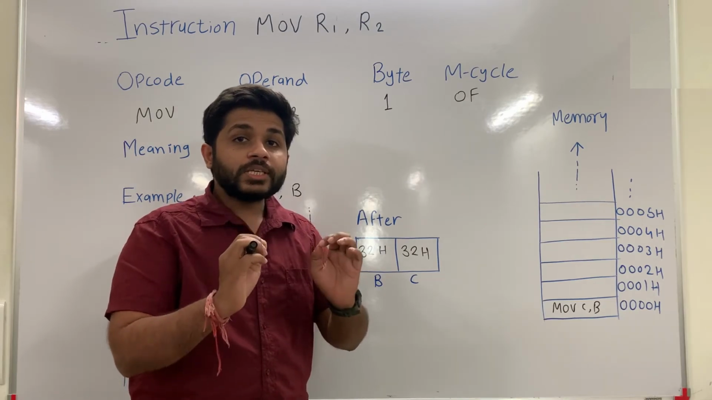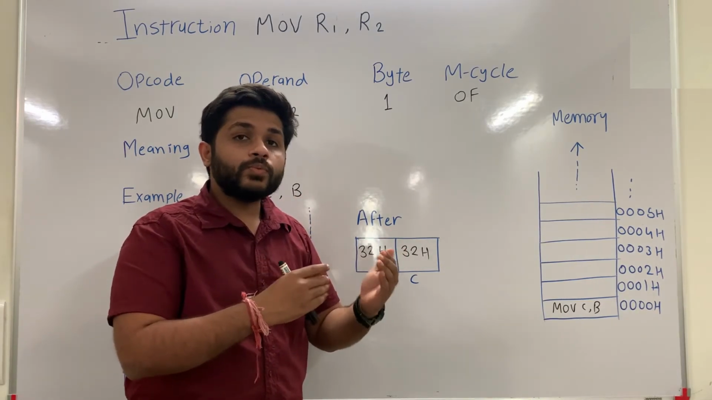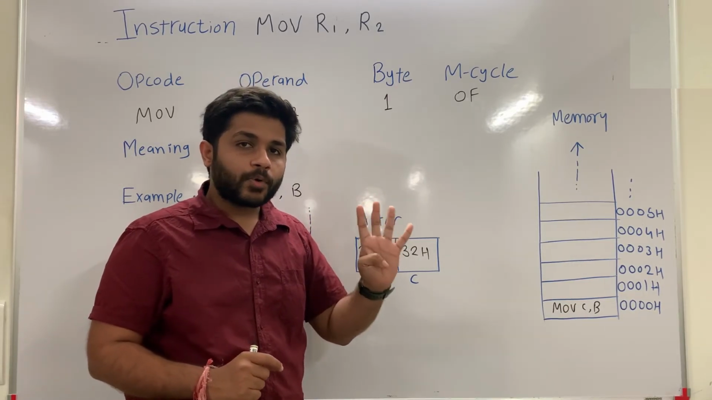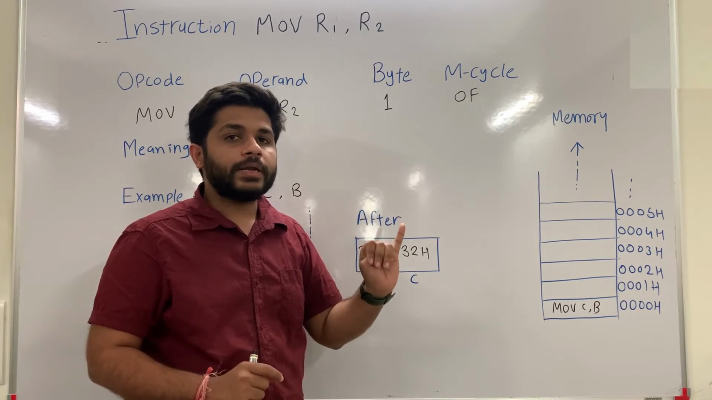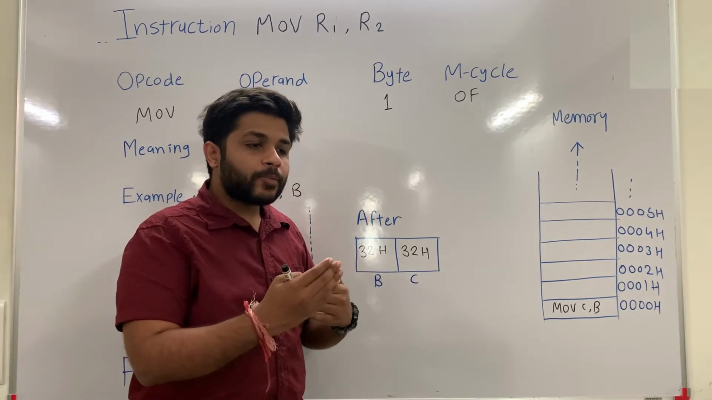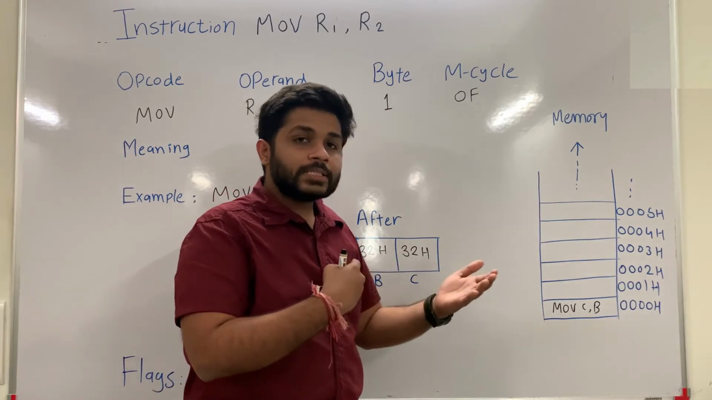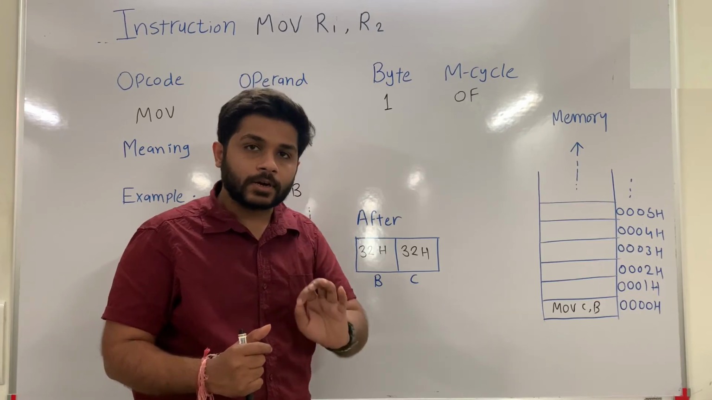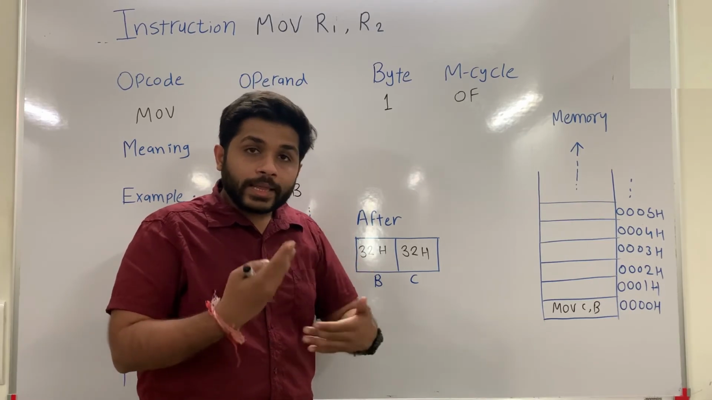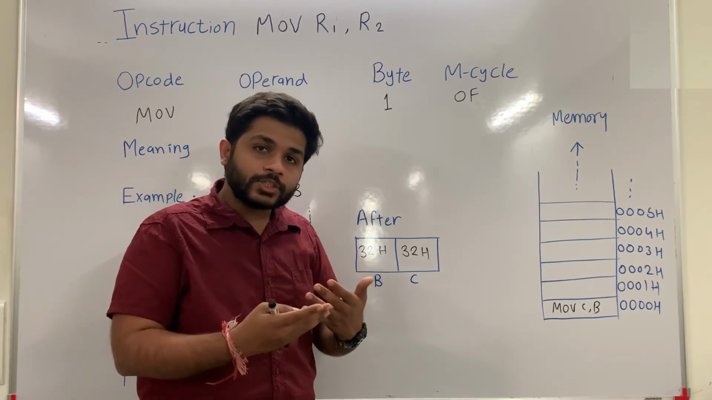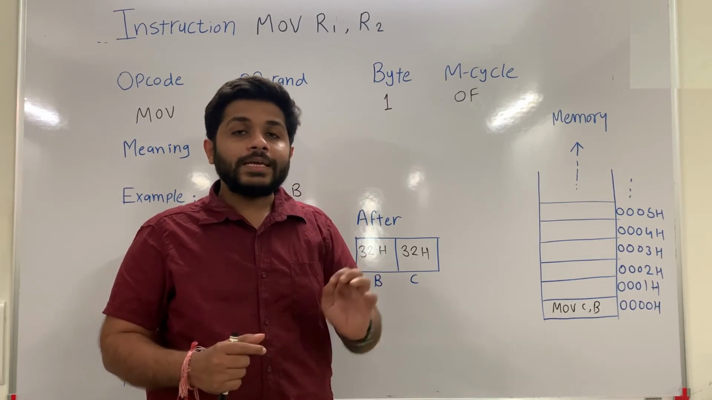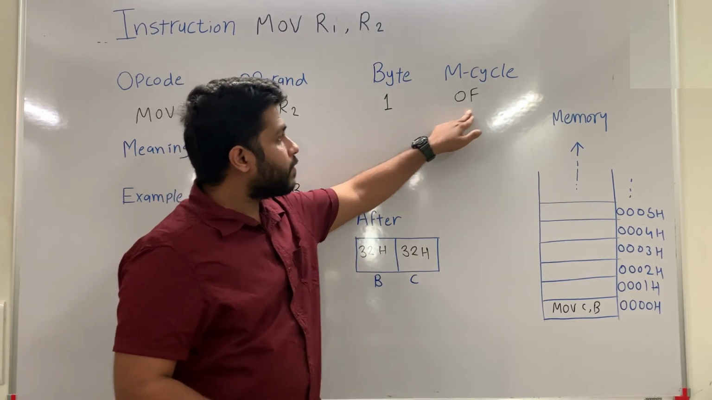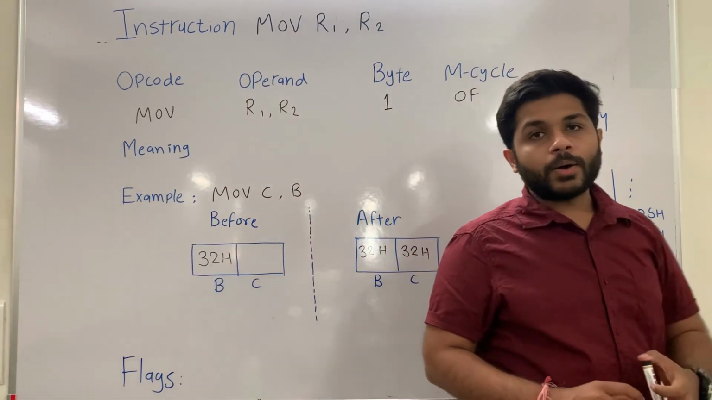Always remember, machine cycle is considered as interaction with memory or input-output devices. There are 5 machine cycles: opcode fetch, memory read, memory write, IO read and IO write. So whenever the processor is interacting with memory or input-output devices, machine cycle will be considered. If the processor is decoding or executing any instruction, no machine cycle will be required. So in this example only one machine cycle is needed, that is opcode fetch.